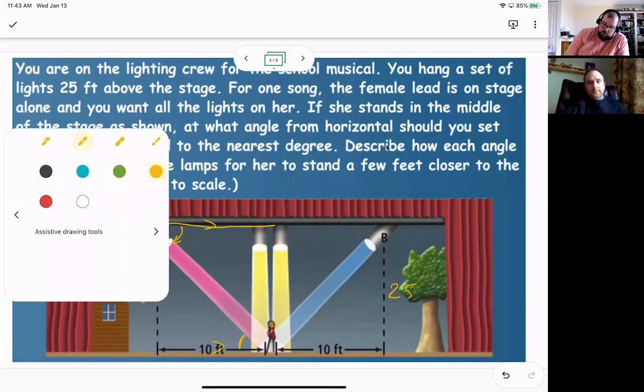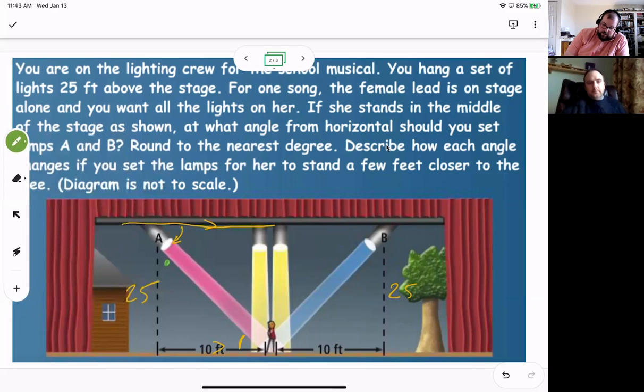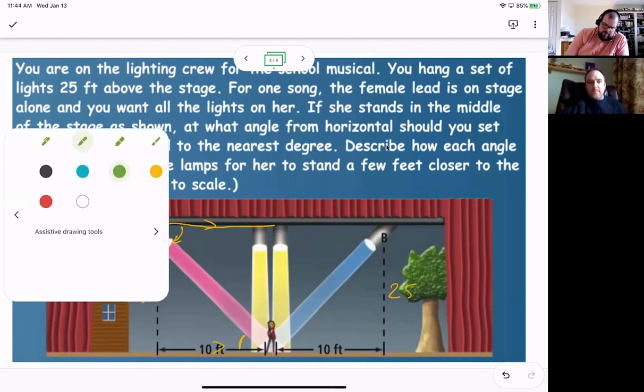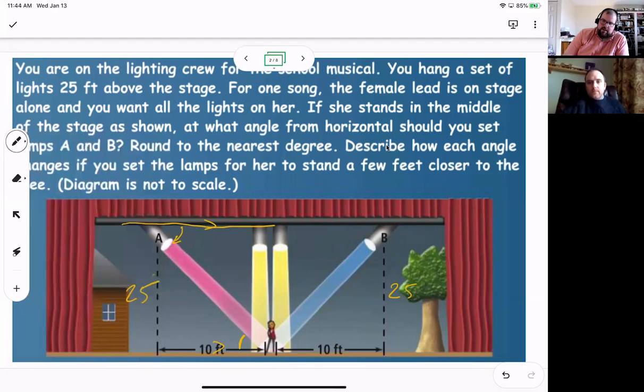The other really important thing is that we're not talking about that angle. That's where we often see mistakes, is we look at student work and see that they've found that angle instead of the actual angle of elevation or depression.